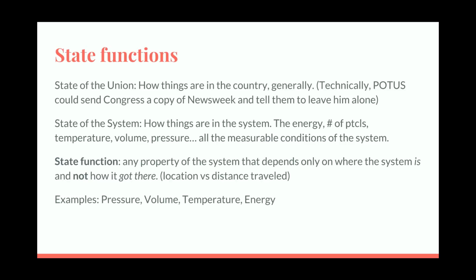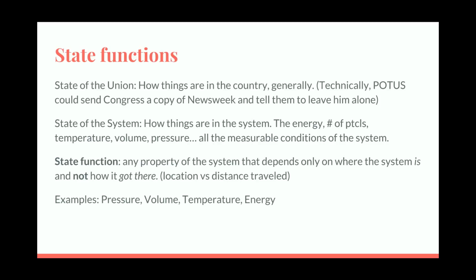So, regarding state functions, the State of the Union is an address given by the President to Congress every year. Well, not necessarily every year. It's mandated by the Constitution that he'll inform or report to the Congress from time to time, so on. It doesn't have to be in person. It doesn't have to be a big political speech. That's just politics. You could just send him a copy of Newsweek if you wanted. But the State of the Union is just a report on how things are in the country as a whole.